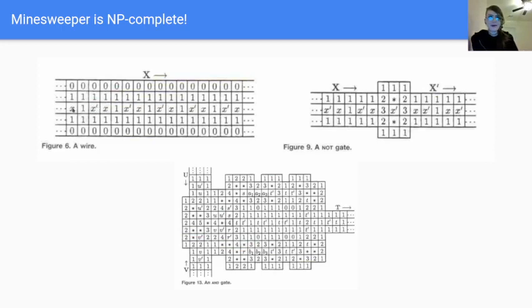So if this one's a mine, this one can't be a mine, right? Because there's a 1 between them. You know Minesweeper rules, right? So this one can't be a mine. But then this one has to be a mine because there's a 1 up here. So this one's a mine.